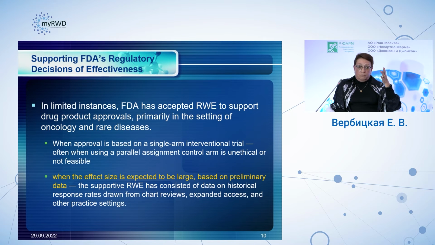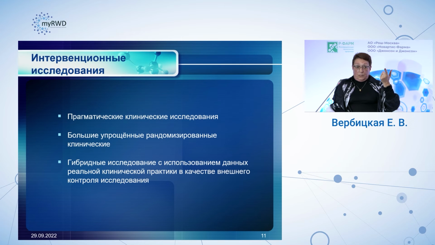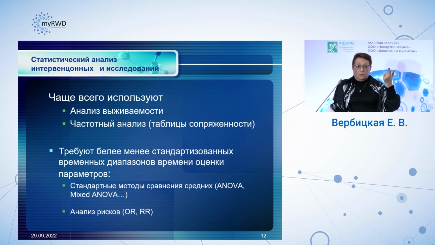For example, supporting a regulatory decision, the trial can be made without a control group, but we may use preliminary data. The same questions will arise here. Interventional trials are large, pragmatic, hybrid. Mostly they look at frequency, and they make frequency analysis and survival analysis, but it doesn't require exact time ranges. But as to time ranges in other statistical methods, the problem arises.